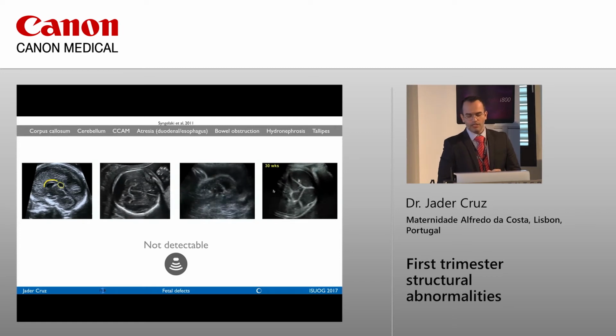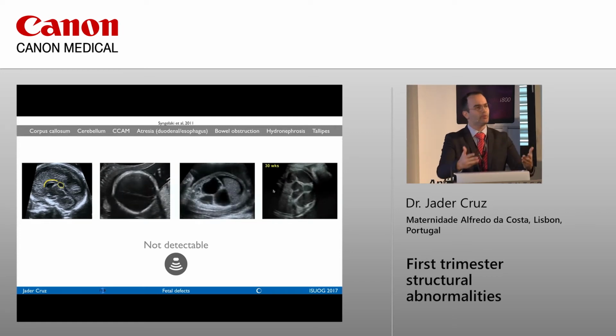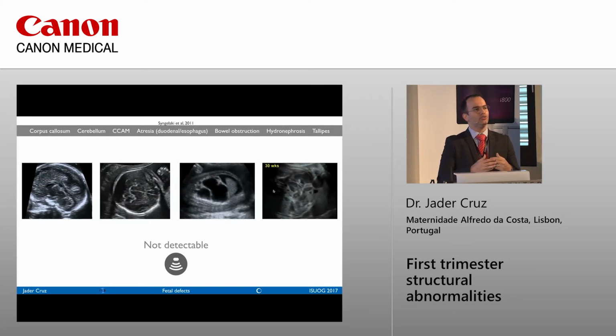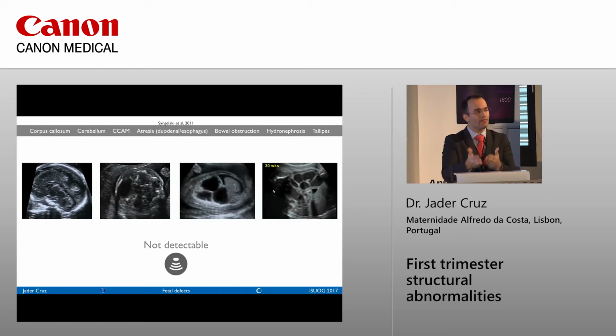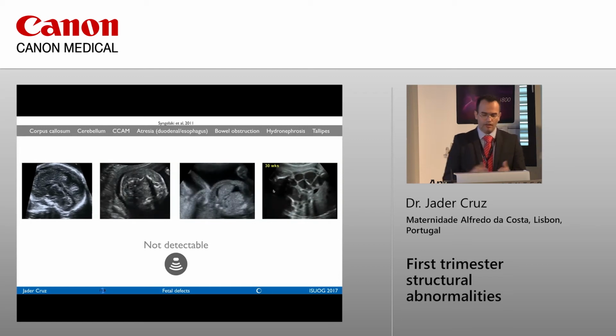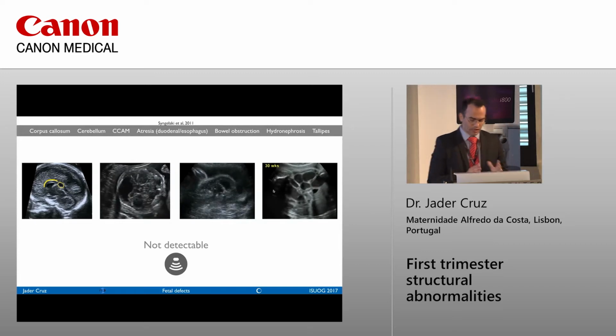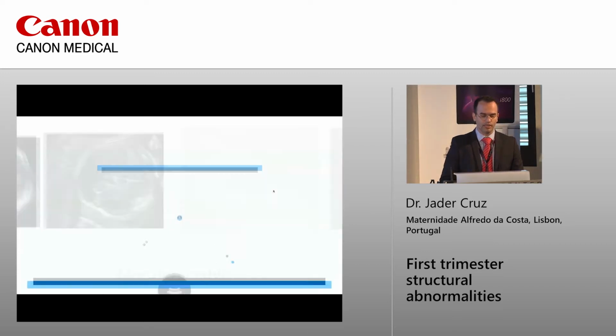And of course, there are abnormalities that you acquire during the pregnancy, like, for example, bowel obstruction. It's something that you don't have in the first trimester, and then you have later on. The same goes, for example, for cytomegalovirus infection and this kind of thing. So there are abnormalities that you are not going to detect.